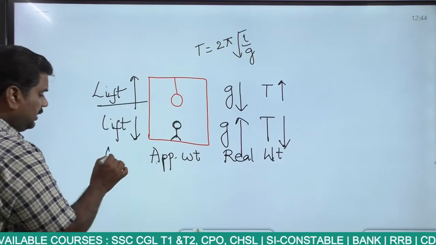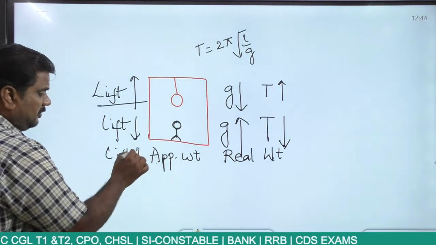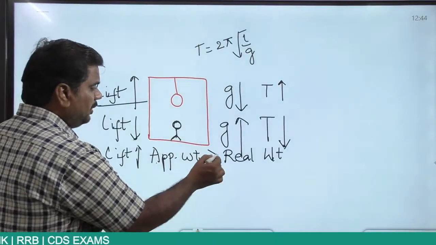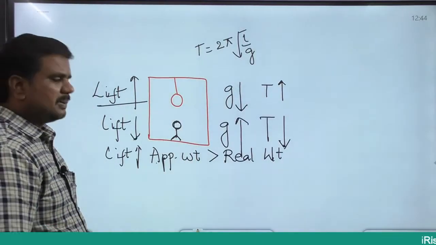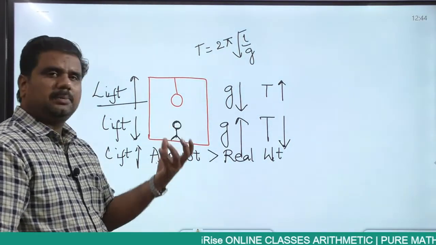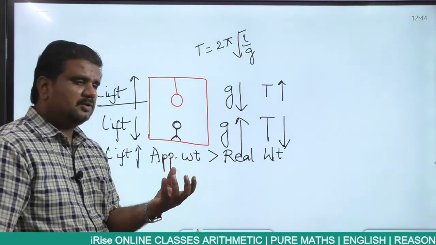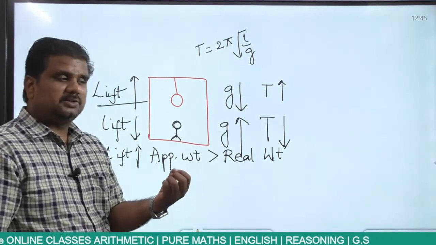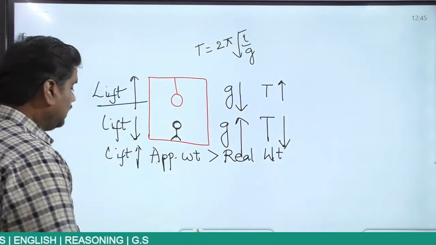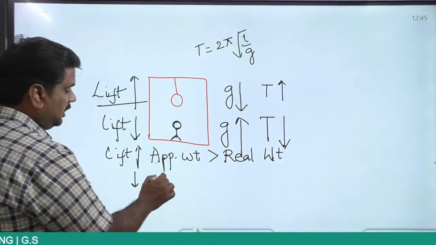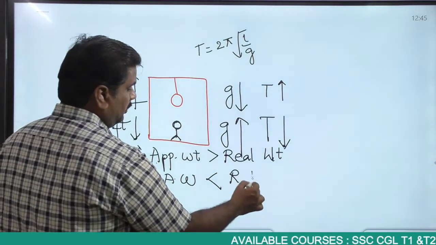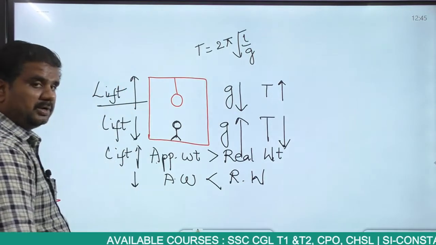If the lift is moving upwards, in that case apparent weight will be more than the real weight. Suppose a person weighs around 60 kgs. If the lift is moving upwards, the person will experience a weight of around 60.5 kgs or 60.6 kgs. Right? Apparent weight will be more than real weight. And if the lift is moving downwards, then in that case apparent weight will be less than real weight.